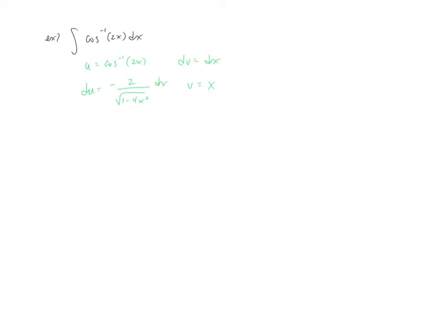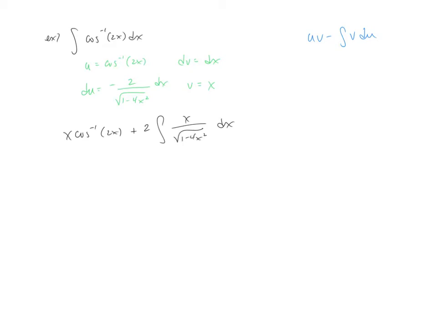All right, so remember our formula, uv minus the integral of v du. So I'm going to have u times v, so we'll have this x inverse cosine 2x, minus the integral of v du. Since it's a minus and this has a minus, I'm just going to make that a plus. I'll go ahead and pull the constant out and I'll have an x over root 1 minus 4x squared dx.